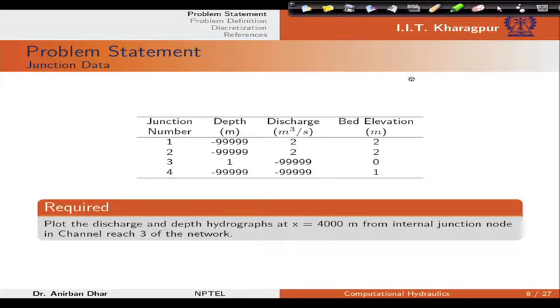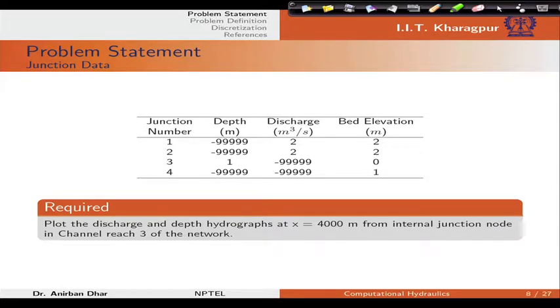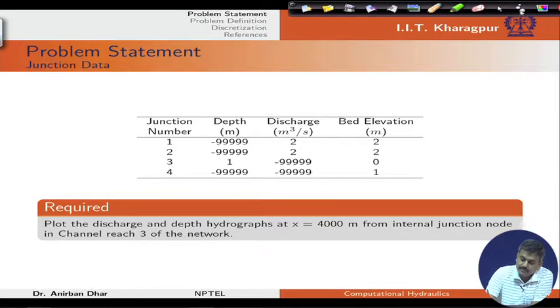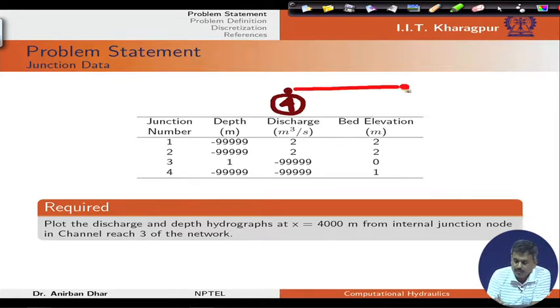Now, what is required out of this problem? We need to plot the discharge and depth hydrographs at x equal to 4000 from internal junction node in channel 3 of the network. That means, if we have this is junction node number 4, this is 3, at x is equal to 4000.